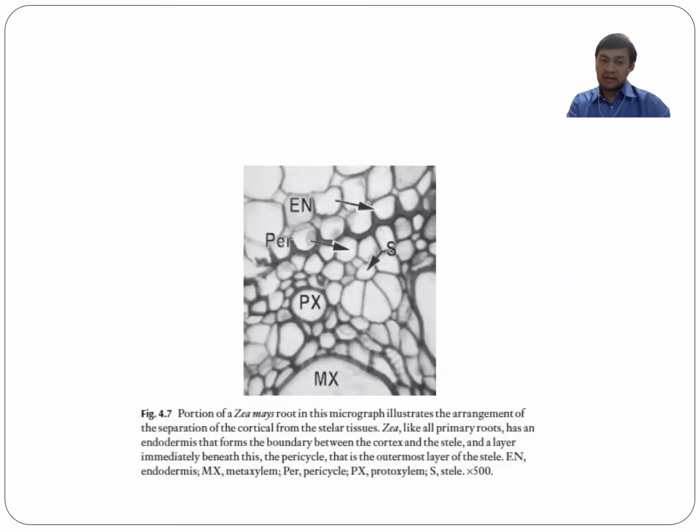This is also a portion of Zea mays, or corn, showing the arrangement and the separation of the cortical from the stelar tissue, using the SEM. So you can see the smaller part of the plant.